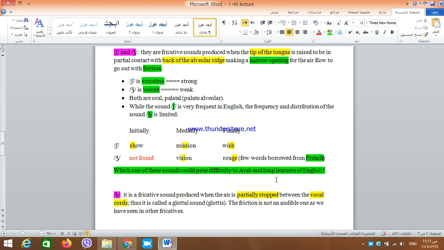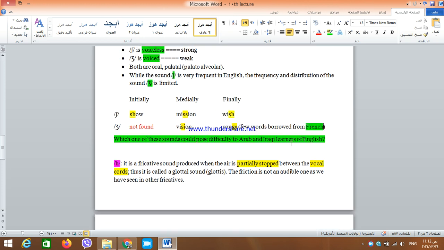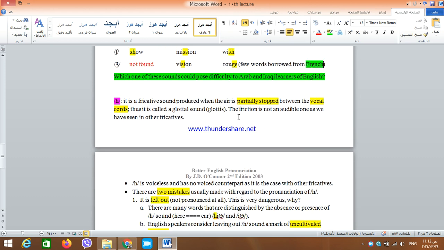Okay, so which one of these sounds you think will pose difficulty to Arab and Iraqi learners of English? Think of that. I think that "je" is going to pose more difficulty, while "she" is not. You are going to tell me why next time.